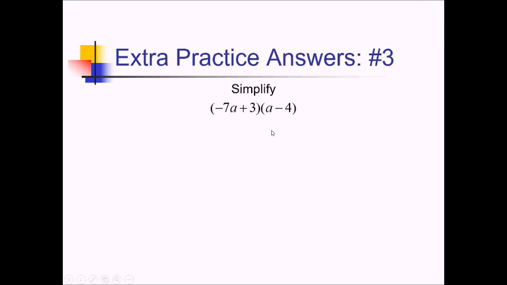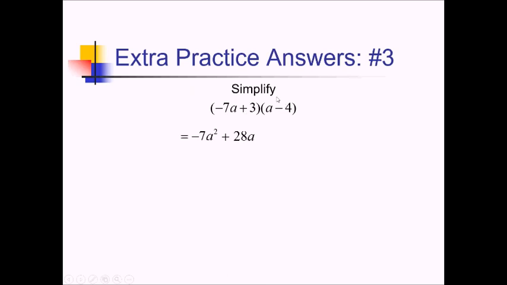For this problem, we need to multiply these together. So I'm going to have to use FOIL, which is to say I have to distribute each thing in this first parentheses to each thing in the second. So we have negative 7a times a and negative 4. Negative 7a times a, that's going to be negative 7a squared, just using our exponent rules. We have exponent of 1 plus 1. And then negative 7a times negative 4, that's positive 28a.